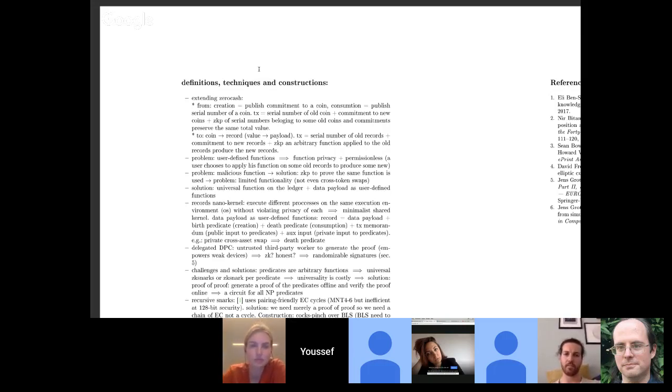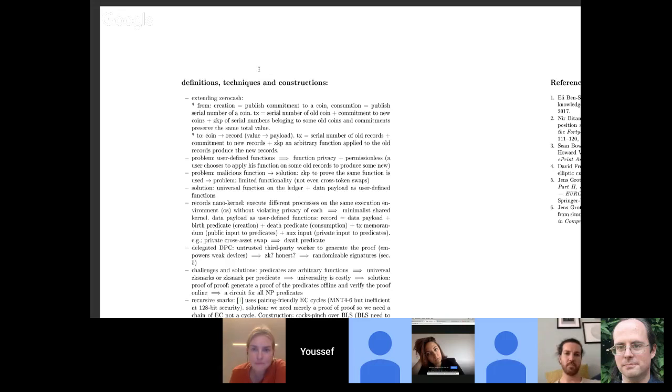Fair enough. But then the problem is, if we want the functions to be user-defined, how can we preserve the privacy of those functions and still be permissionless? That means that any user can choose any older record and apply their own user-defined functions on them to create those new records. If we can do this, the problem now is how can we isolate malicious functions from honest functions? We can add a zero knowledge proof that asserts that the same function is being used without saying what this same function is.